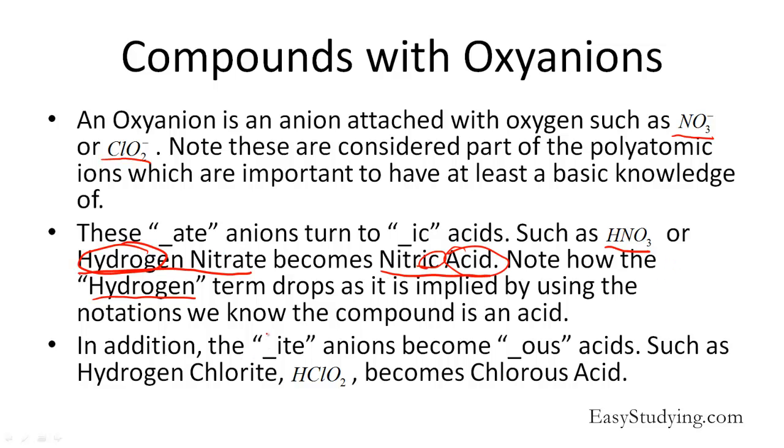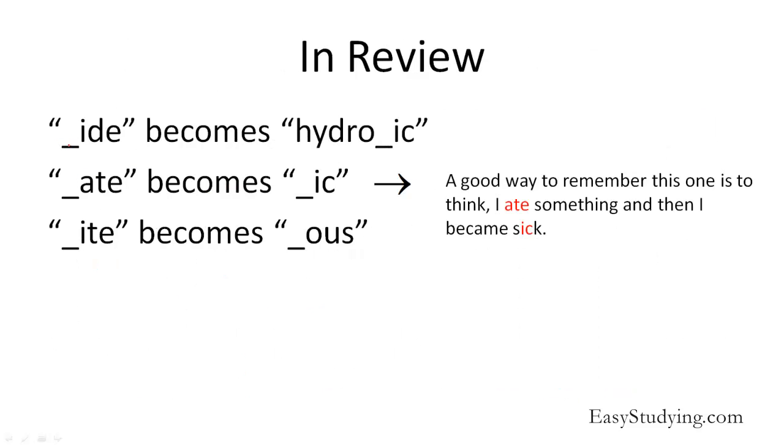Furthermore, the "ite" anions become "ous" acids, such as hydrogen chlorite, or HClO2, becomes chlorous acid. We added the ous and we added the acid, so chlorous acid. In review, the "ide" becomes hydro-ic, "ate" becomes ic, and "ite" becomes ous.